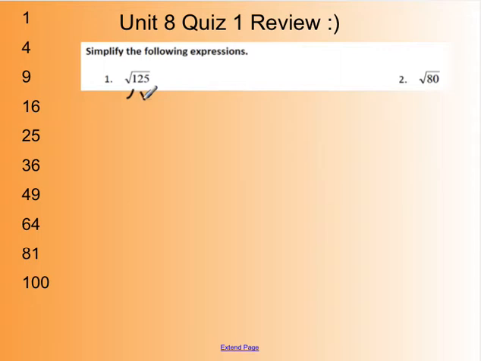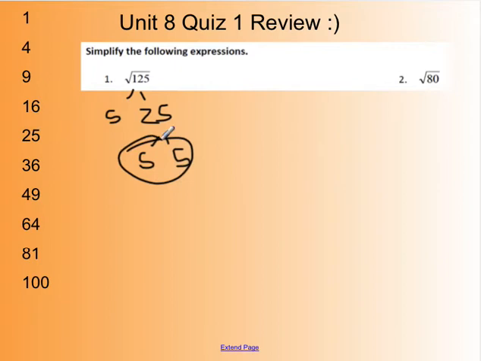So what I'm going to do is I see that it ends in 25, so I know it's going to be divisible by 25. So 125 divided by 25 is going to give me 5. So I know that this breaks down to 25 and 5. Well, 25 is going to break down to 5 and 5. So I notice that I could take out a pair of 5s.